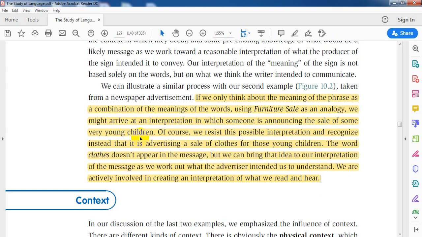Is this logical, reasonable? Of course not. We reject this possible interpretation. This interpretation is for what? For the literal meaning of the words found in the figure. But the real interpretation instead is an advertising of a sale of clothes. For whom? For those young children.